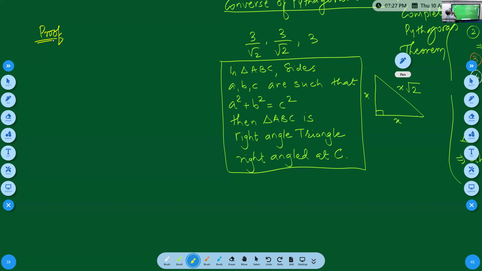What we have with us is triangle ABC. Deliberately, I am not drawing it right angle. So this is C, this is A, this is B. Suppose we have been given in triangle ABC, sides are C, B, and A, such that their algebraic relationship is A square plus B square is equal to C square. So we have this triangle with us. And now we have to prove that this angle is 90 degrees. Okay, so construction.